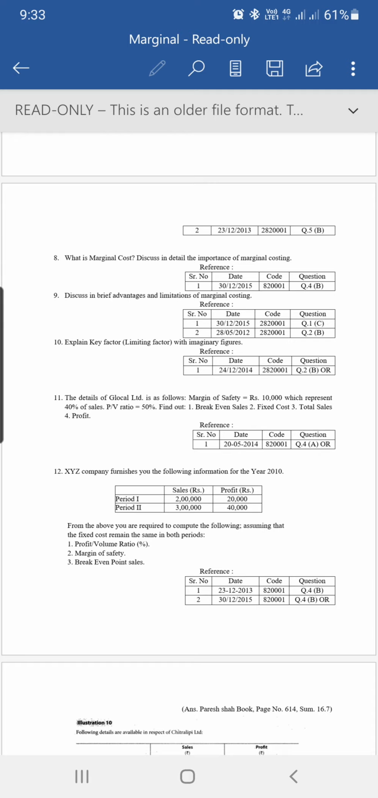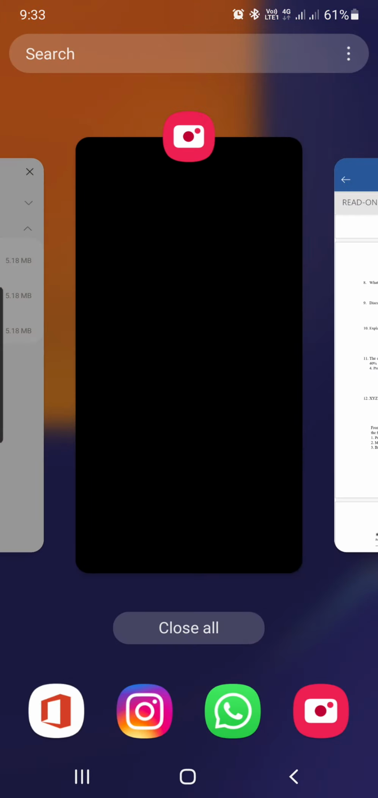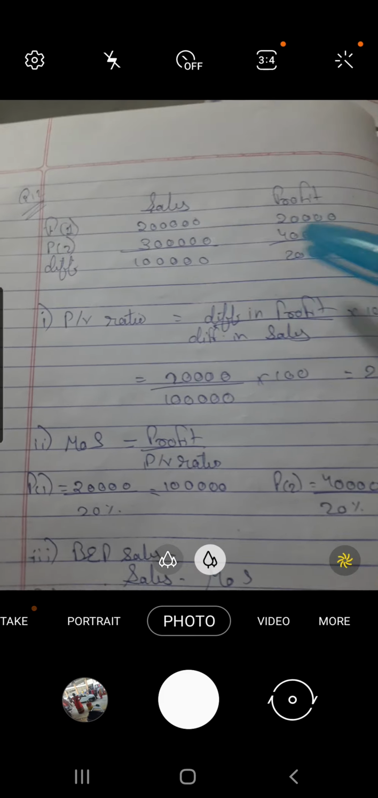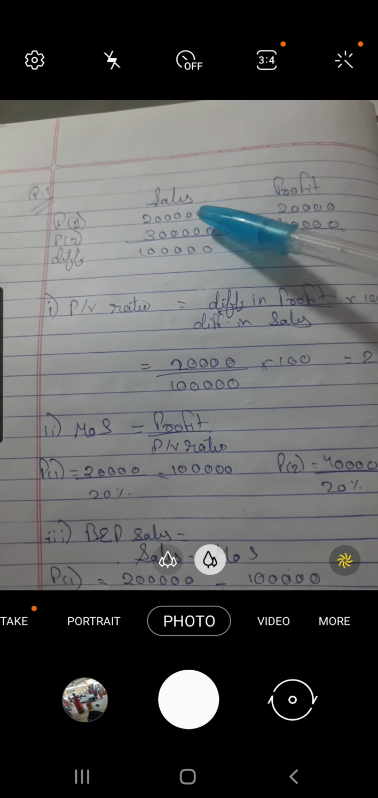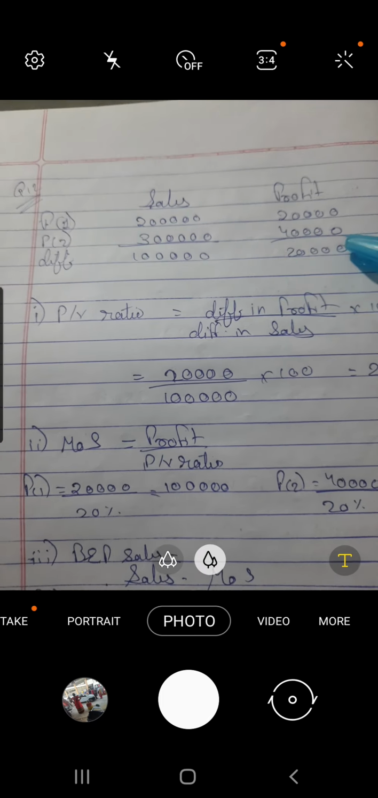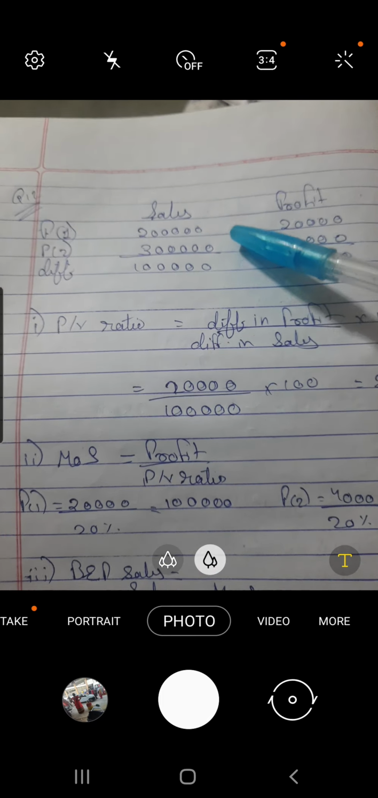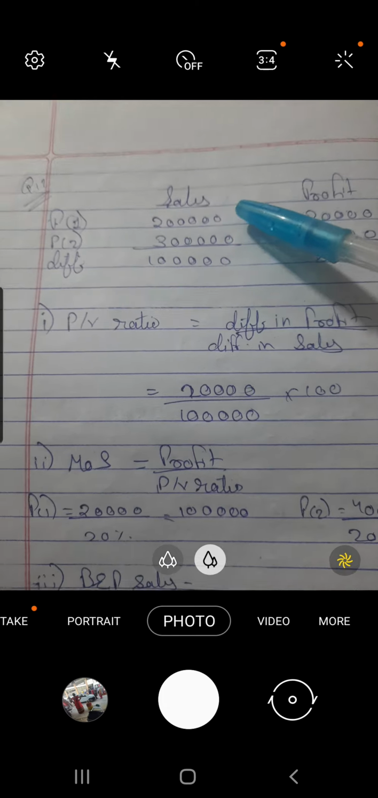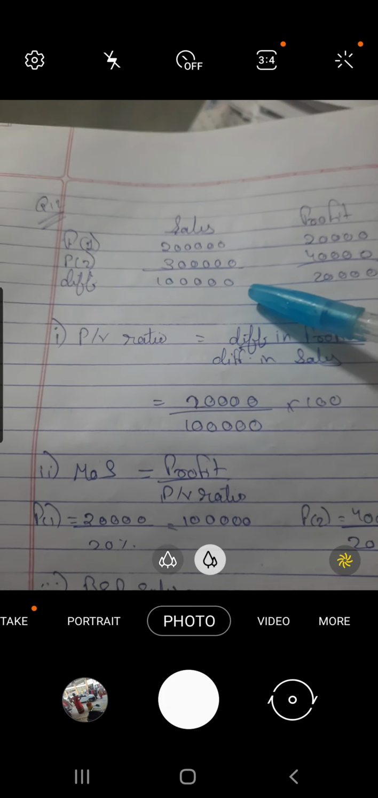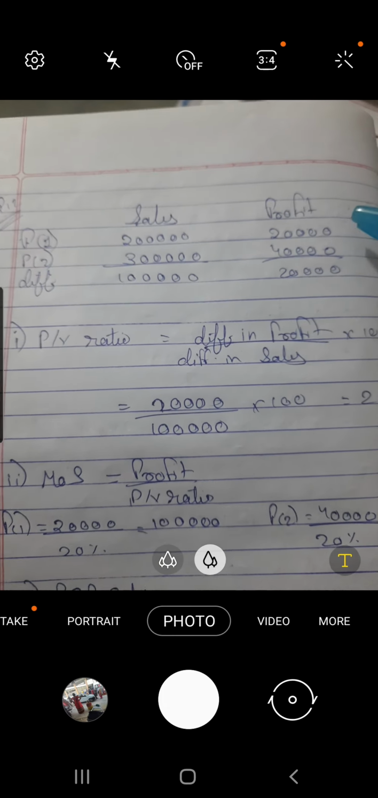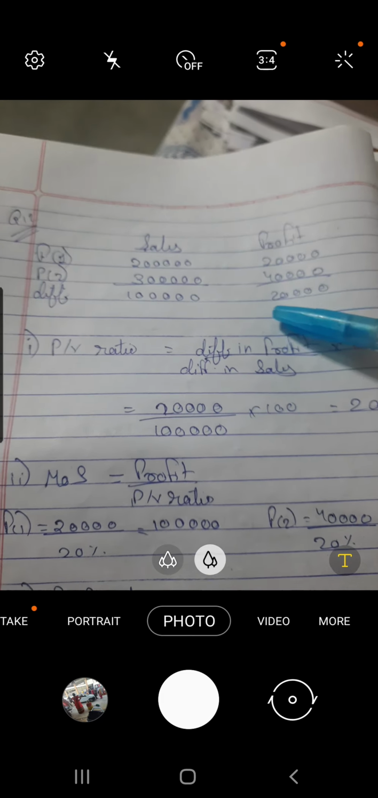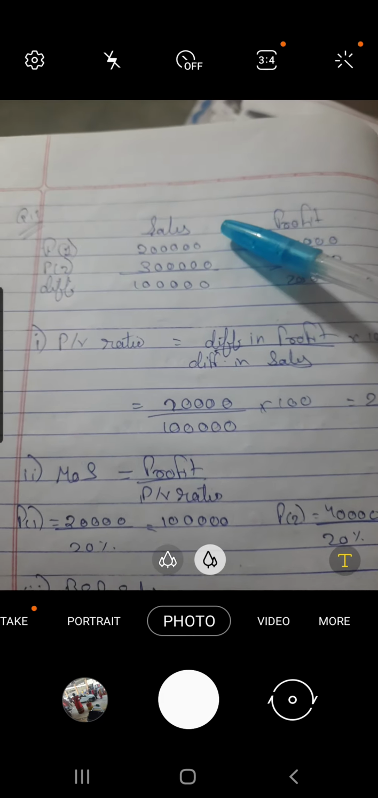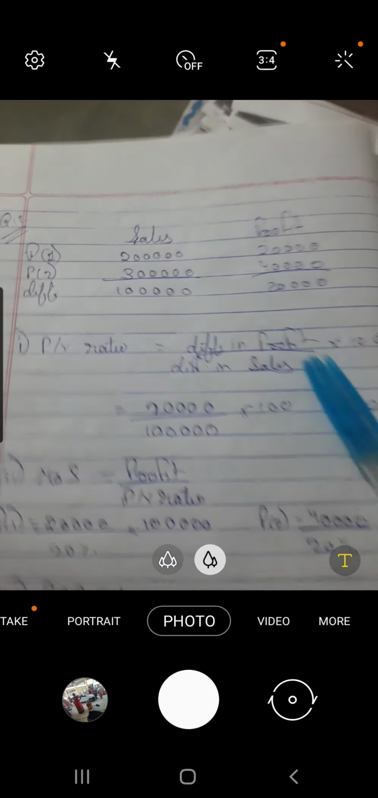What we can do is, first of all, find the difference for the given sales and the given profit. Deducting the sales value, 3 lakh minus 2 lakh gives 1 lakh as the difference, and deducting 20,000 from 40,000 gives 20,000 as the difference. We have to find the difference of sales and profit.